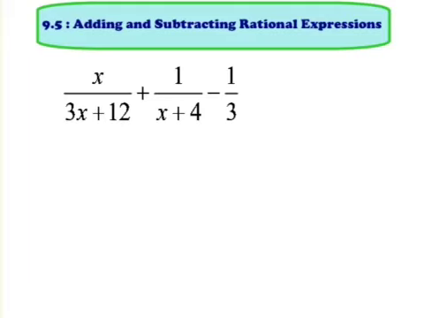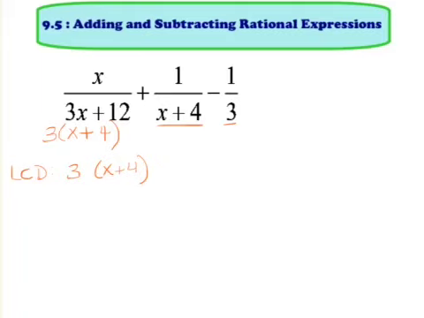And my last example involves adding and subtracting three fractions, and it's no different. We're still going to factor, so this first denominator has a greatest common factor of 3, and the other denominators I don't need to factor, so I'm going to identify my common denominator. I know I need a 3, I know I need an x plus 4. This one has an x plus 4, I already have one. I have a 3 here, so I'm good to go. There's my common denominator.